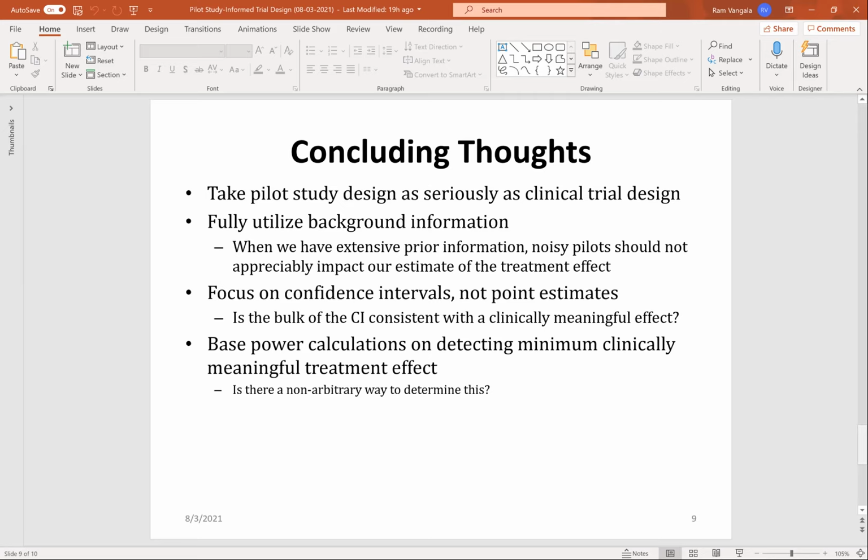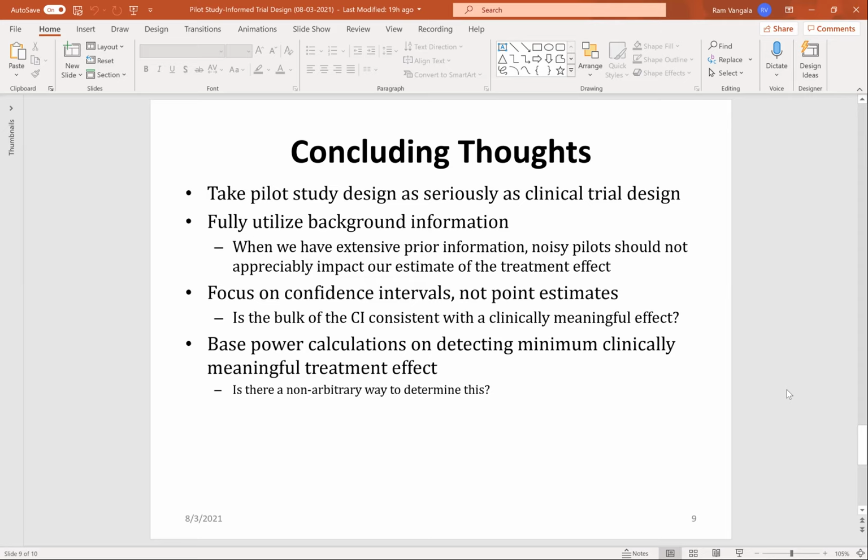So I want to just conclude with some general thoughts that occurred to me in reflecting on this. The first thought is that one thing we need to do is take pilot study design as seriously as clinical trial design. Often people will spend a lot of time trying to get a really good clinical trial design. And then for the pilot, the thinking is as simple as just shrink it to whatever we can do, right? 30 subjects, because that's what we can afford before the study. That's unfortunately just not taking into account how the pilot study is going to be used.